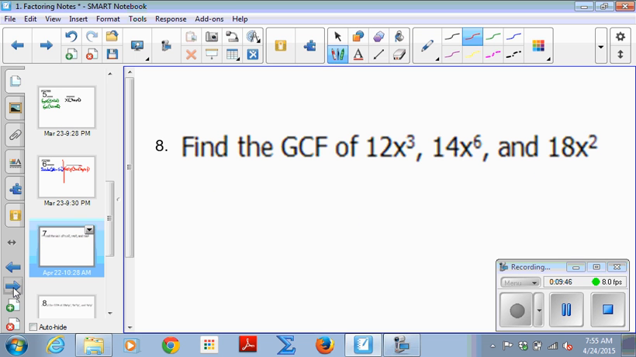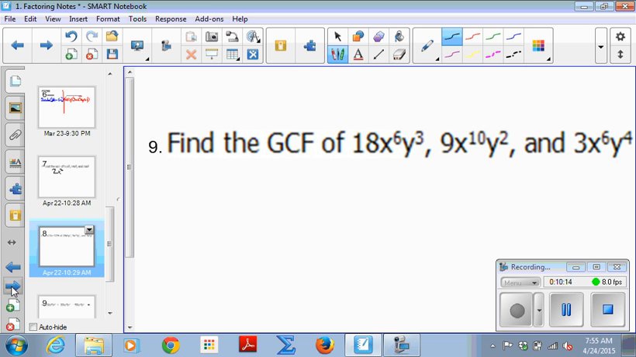Okay, moving on. Now we're just going to find greatest common factor of those 3 terms. We're not factoring. We're just finding greatest common factor. So 12, 14, 18 start with constants, and they all share a 2. x cubed, x to the 6, and x squared, they all have x squared. That's as far as we can go.